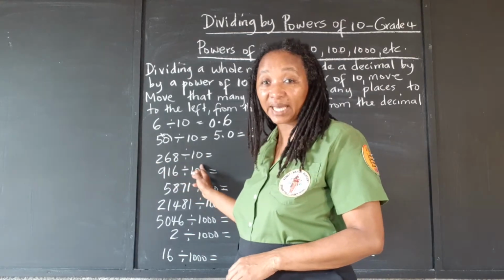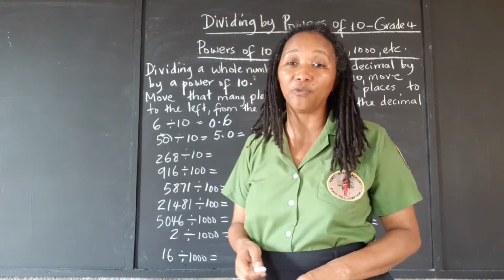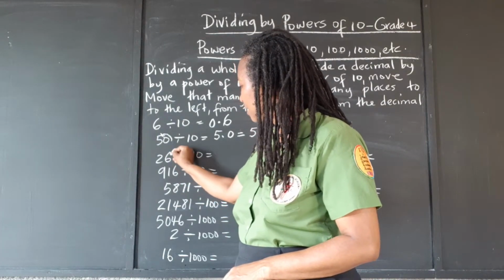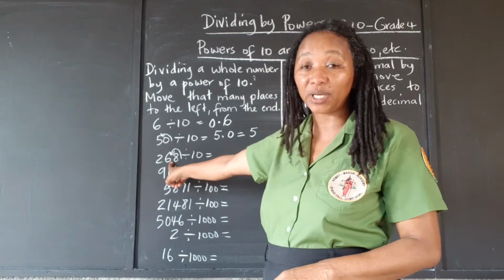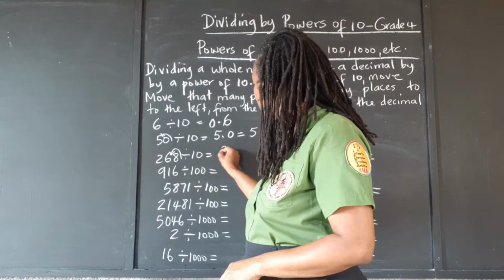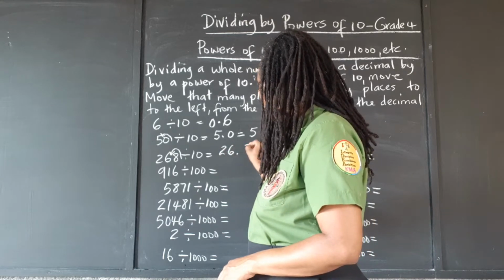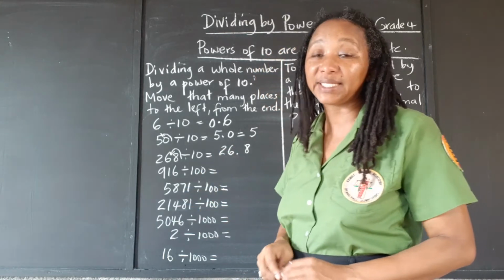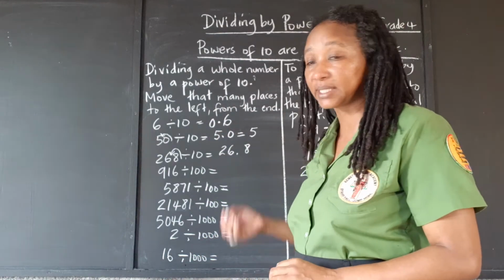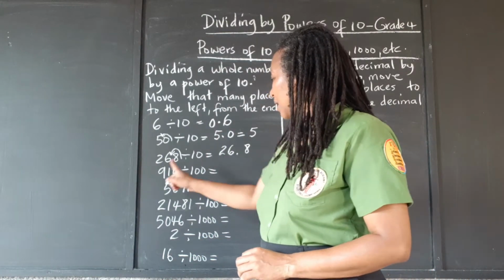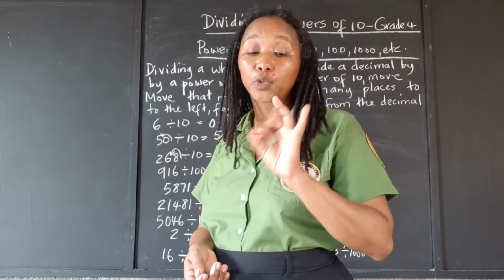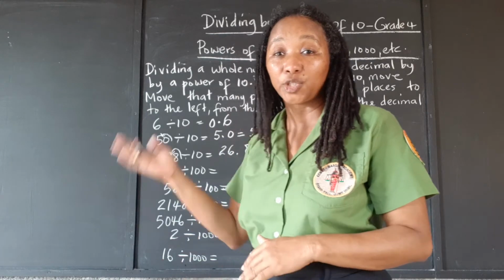268 divided by 10. Again, we're going to move one place to the left. So we go one place. It's going to end up here between the 6 and the 8. So that's 26.8. 268 divided by 10 gives us 26.8. Now we're dividing by 100, so we know that means we're going to move 2 places to the left.